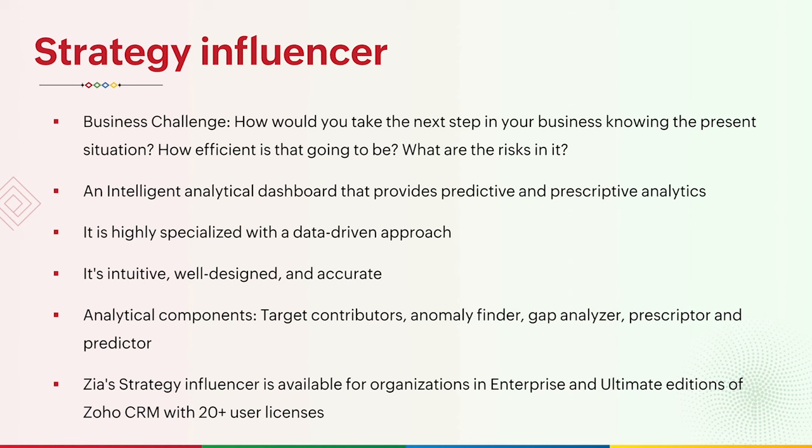Additionally, it offers insights into performance gaps, reasons behind them, and guidance on addressing missed objectives. With Zia's Strategy Influencer, users can align their teams with well-defined objectives, benefiting from AI-powered predictions and actionable suggestions. By implementing it, businesses can make informed decisions, set realistic goals, and streamline their path to goal achievement through AI-backed strategies. The analytical components here are target contributors, anomaly finder, gap analyzer, prescriptor, and predictor.